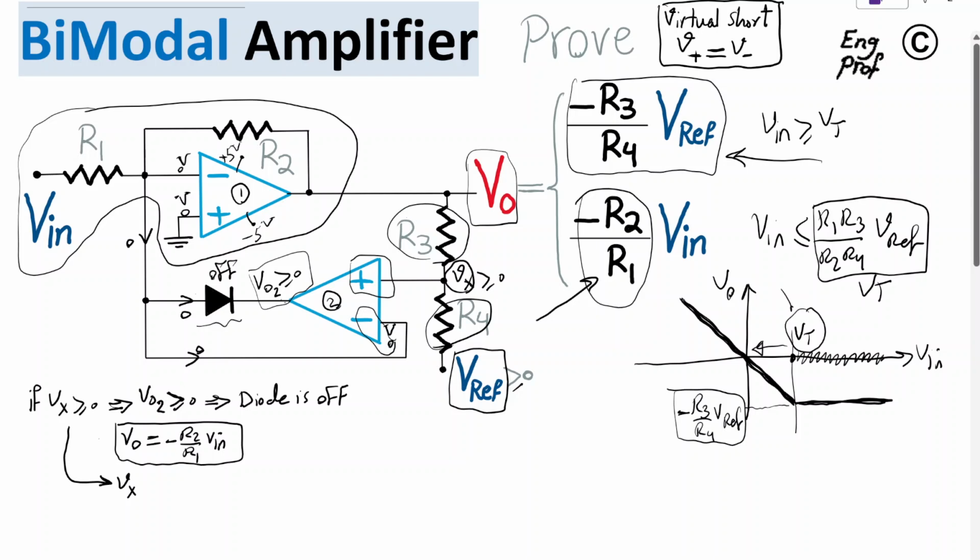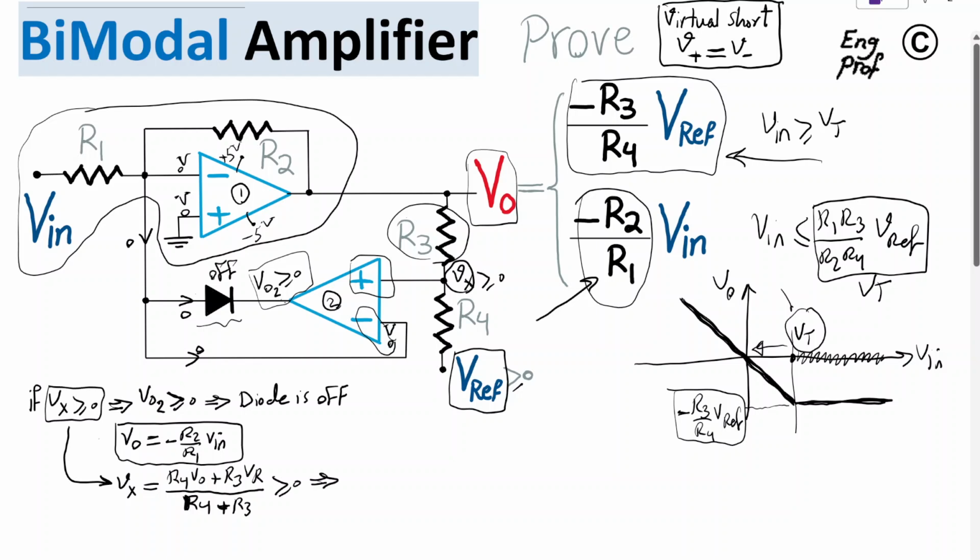So using a simple law of superposition, once considering Vout, once considering Vref, we can do a voltage division, and you can find that Vx is simply R4 times Vout plus R3 times Vref, divided by R4 plus R3. We want this to be greater than or equal to 0 because we are saying Vx is greater than or equal to 0 for this condition that I just talked about.